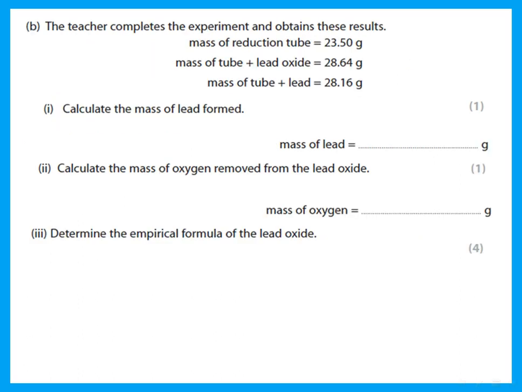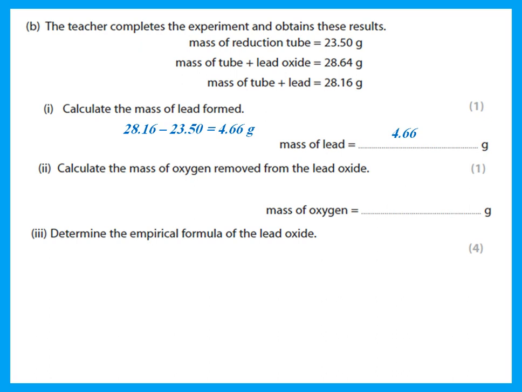The teacher completes the experiment. He has the mass of the tube, the mass of tube plus lead oxide, and mass of tube plus lead alone at the end. So what would be the mass of the lead? The mass of the lead is the difference between mass of tube plus lead and the mass of tube. So that comes out to be 4.66 grams.